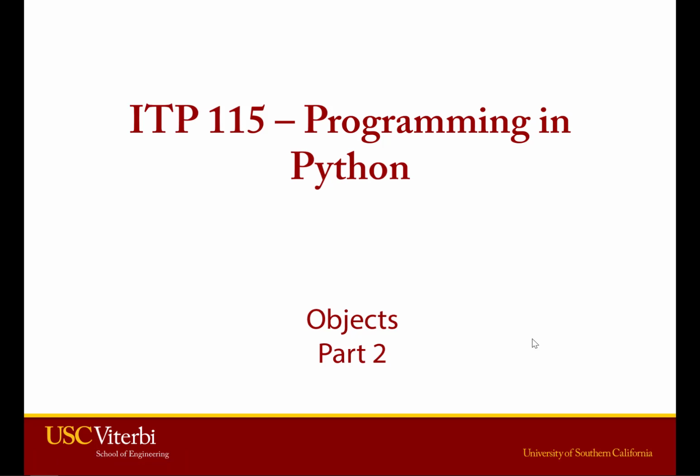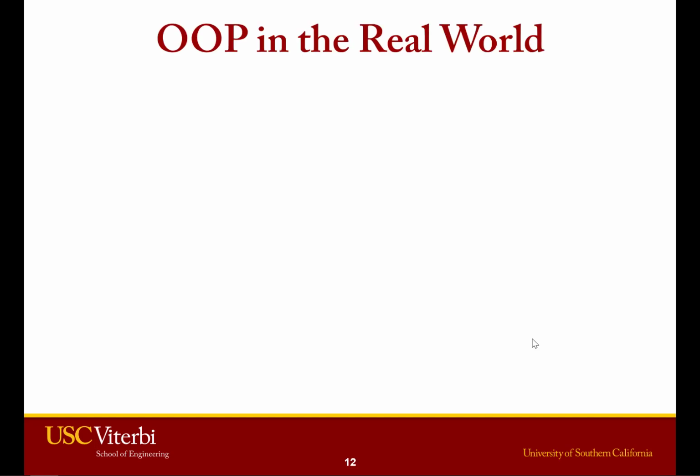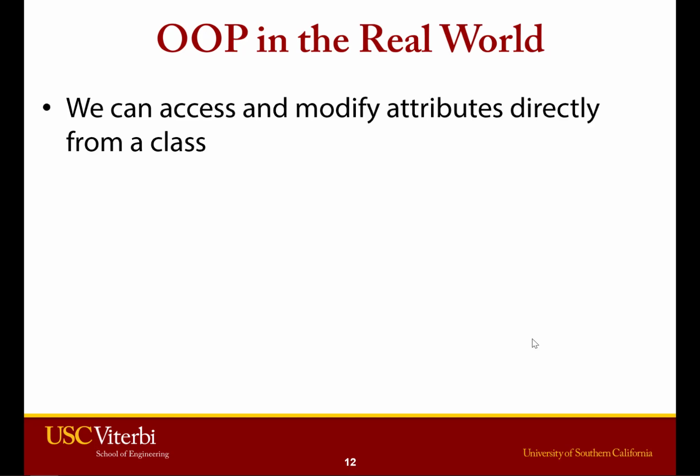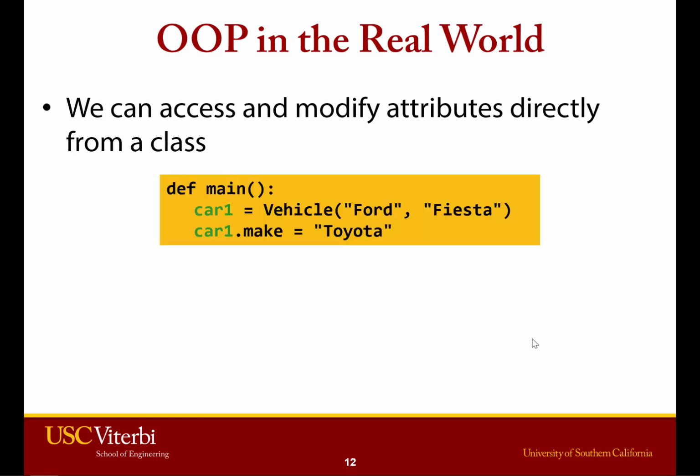Hello everyone. Today we're going to continue our conversation about objects. One of the things to look at is how we extend what we're learning in this class and think about how objects and object-oriented programming are used in the real world. Right now we're able to access and modify attributes directly from a class. So we can say my car's make is this, and I'm changing it to be that.